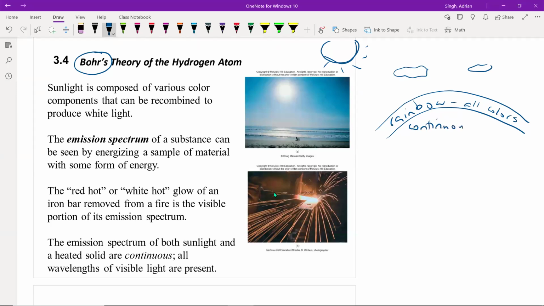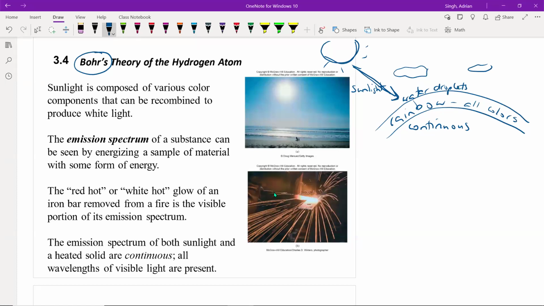Okay, so what's actually happening when you see a rainbow? Well, the sunlight, so the white light that comes from the sun, hits the water droplets. And what happens is that the incident light, the sunlight, as it hits the water droplets, gets broken into its component colors. So all of the colors that you see in a rainbow are all the colors that make up the light from the sun.